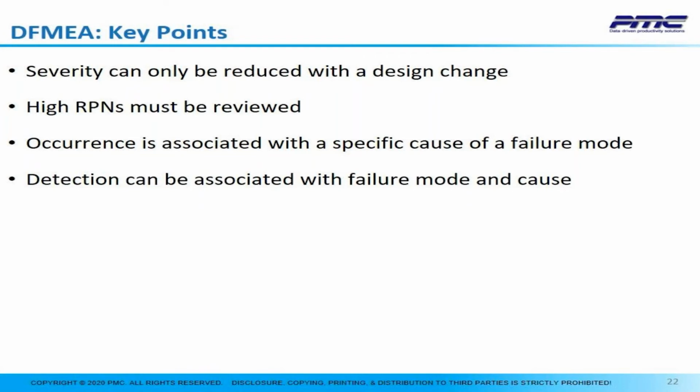Detection can be associated with failure mode for detective and the cause for preventive purposes. Severity ratings of 9 or 10 must be reviewed regardless of RPN. High RPNs must be reviewed, and it's better to prevent a failure by eliminating its cause than detect a failure or a cause.